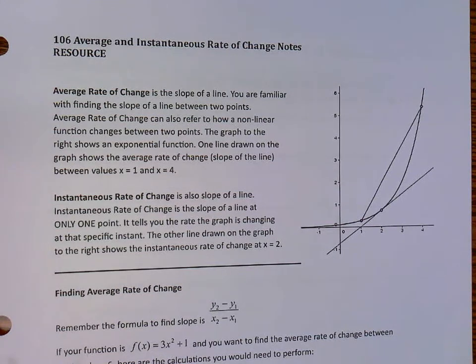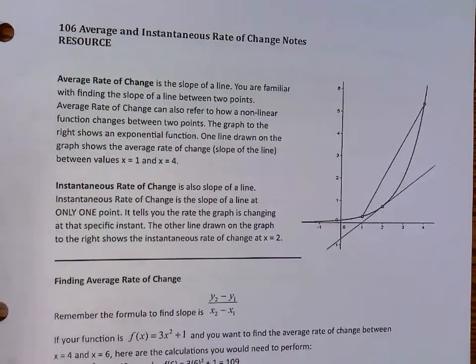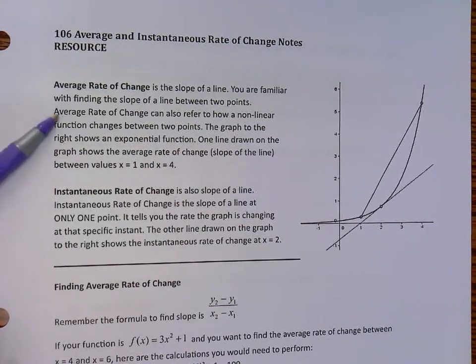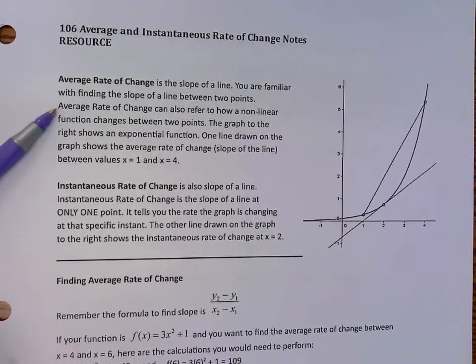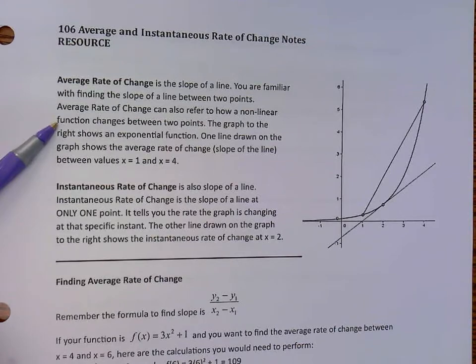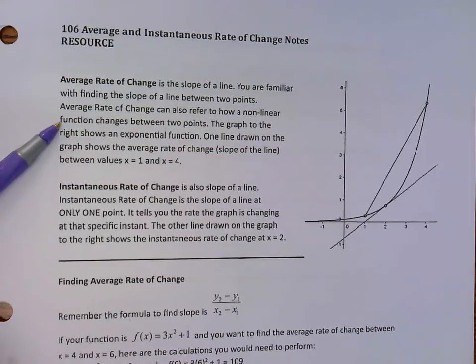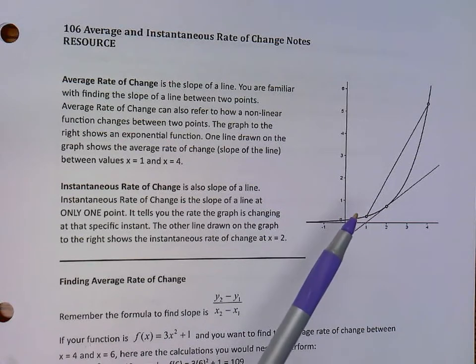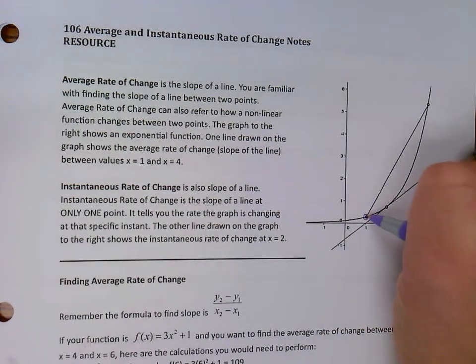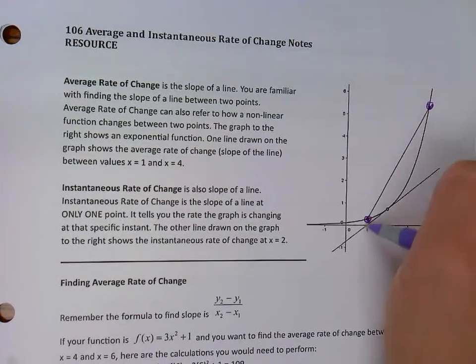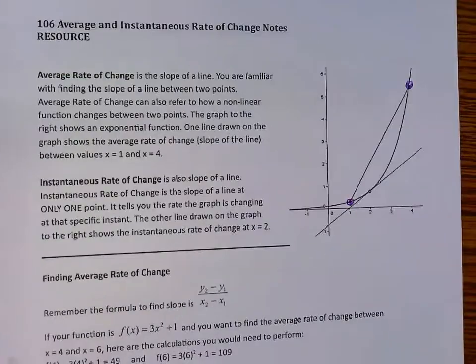So this one is talking about average rate of change, the slope of a line. You're familiar with finding the slope of the line between 2 points, but average rate of change can also refer to how a non-linear function changes between 2 points. The graph to the right shows an exponential function, and the line between 1 and 4 is showing you the average rate of change between those 2 points.